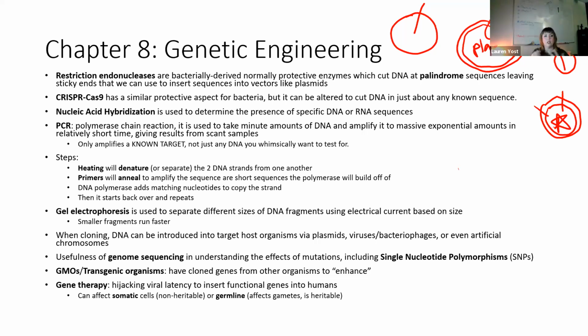Then we have polymerase chain reaction. This is multiplying DNA. We can have very, very small amounts of DNA and multiply it to millions of copies in just a couple of hours. It's a very useful tool as far as amplifying DNA samples. You can only amplify a known target. It's not magic.